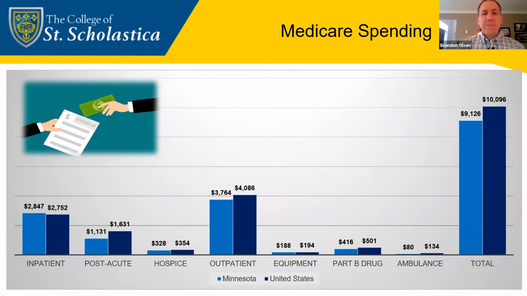Now, Medicare spending. If we compare the state of Minnesota to the United States, we're seeing some differences, not significant, but they are different. We're actually seeing higher inpatient costs in the state of Minnesota compared to the US average. But for the remaining measures, Minnesota is below the United States in post-acute care, hospice, outpatient, equipment, Part B drug, ambulatory, or ambulance, I guess, and also the total spending. And these are total spending per participant or per enrollee. This is what the average cost is.